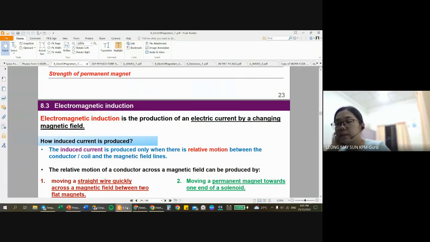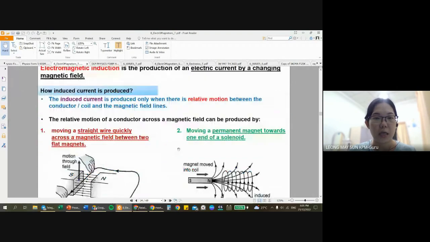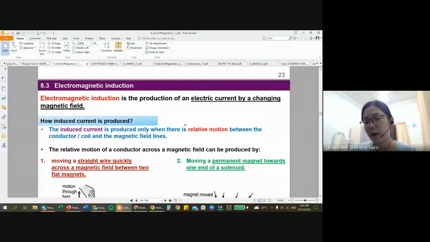All right. So we are going to go into electromagnetic induction. We previously have already settled the part on electromagnet. Okay, so we're going to go into electromagnetic induction today.